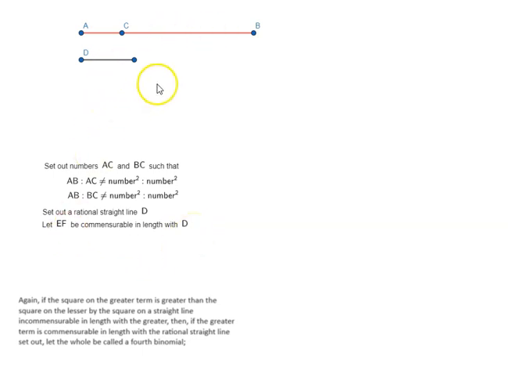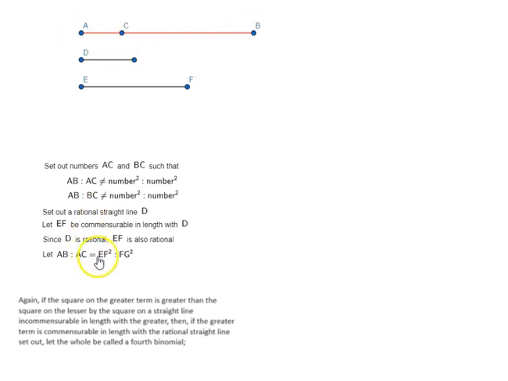EF is not there as of now. So we have to construct EF so that it is commensurable in length with D. Now since D is a rational straight line, and since EF is a magnitude which is commensurable with D, therefore EF is also rational.